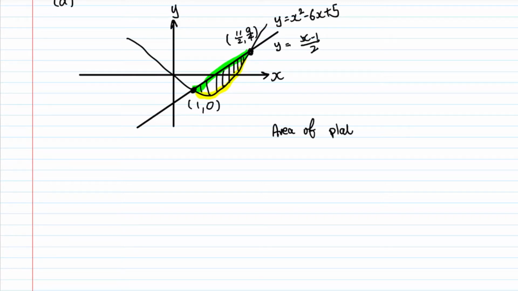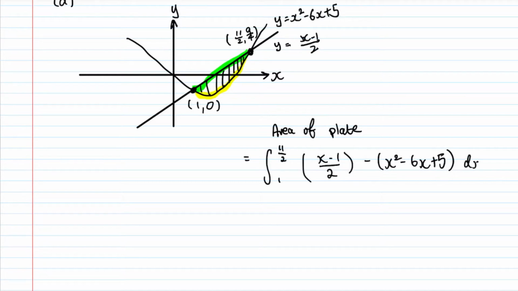of the plate would be equivalent to, your limits in this case are the x values, because the area that you're finding is from an x value to another x value. And because the curves are already in that form, you're going to be taking y1 minus y2, so you will just get from 1 to 11 over 2. The first curve is x minus 1 over 2 minus the second curve, which is your quadratic equation, x squared minus 6x plus 5, and then you dx the whole thing.